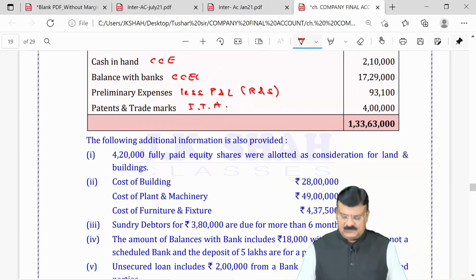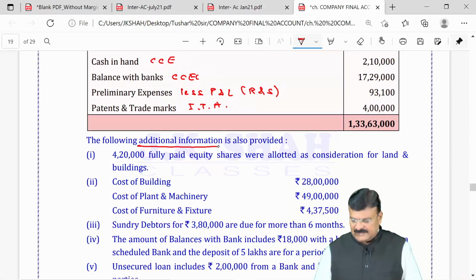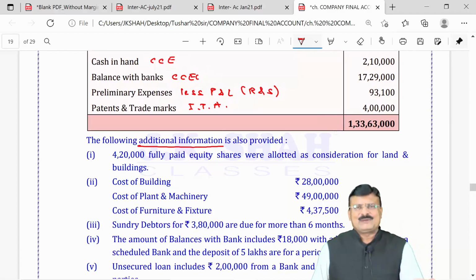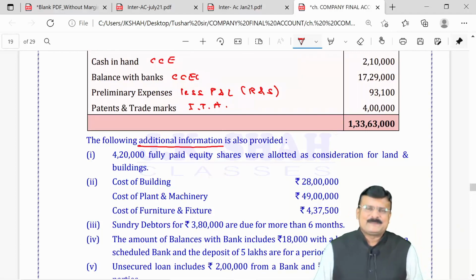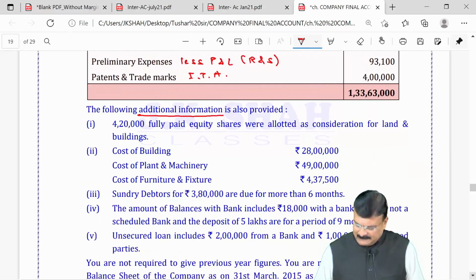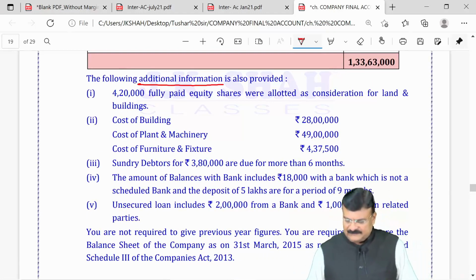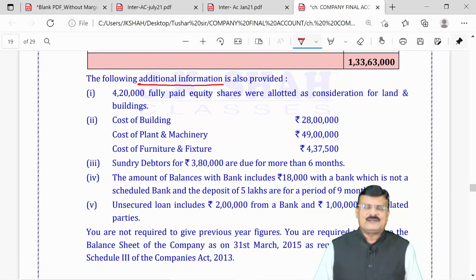Following additional information is also provided. Look at the word additional information. These are not adjustments. Why? Because P&L is already prepared. One effect must have already been given. These are all disclosure requirements. See the first one. 4,20,000 fully paid equity shares were allotted as consideration for land and building. So in share capital you will write in bracket, out of above, dash dash dash shares, this many shares, 4,20,000 shares, are issued for consideration other than cash.